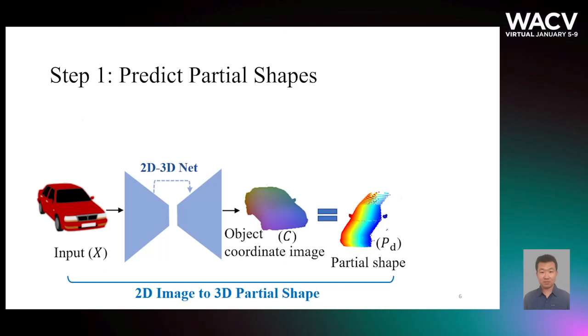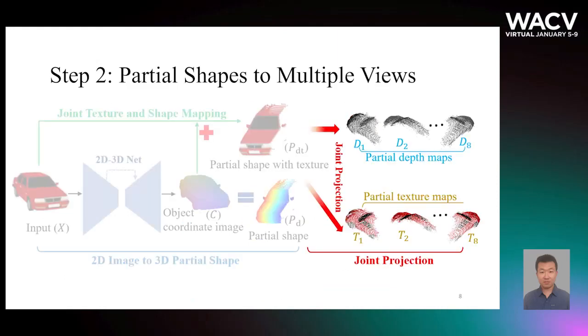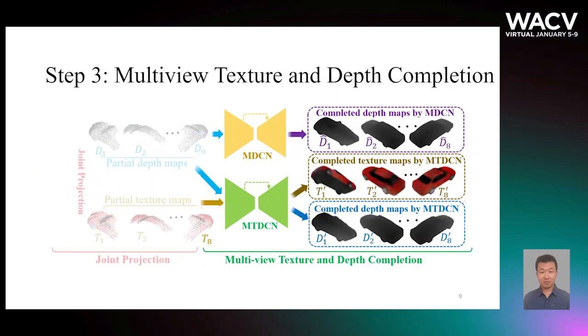Since the object coordinate image is aligned with the input image, we can easily acquire texture for the partial shape with joint texture and shape mapping. The second step is to project the partial shape into multiple depth and texture maps with joint projection, which is a differentiable operation. We use a set of depth maps and texture maps from 8 different viewpoints to represent the partial shape. After we extract multiple partial views, we formulate the reconstruction problem as a multiview completion problem.